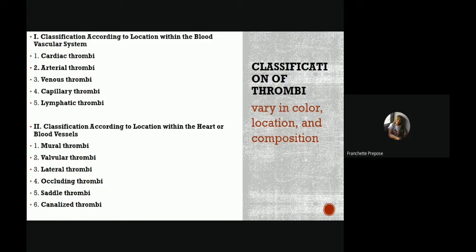Now, next is the arterial thrombi. These are located within the arteries and are usually firmly attached to the damaged arterial wall. Next is the venous thrombi. These are found in the veins.